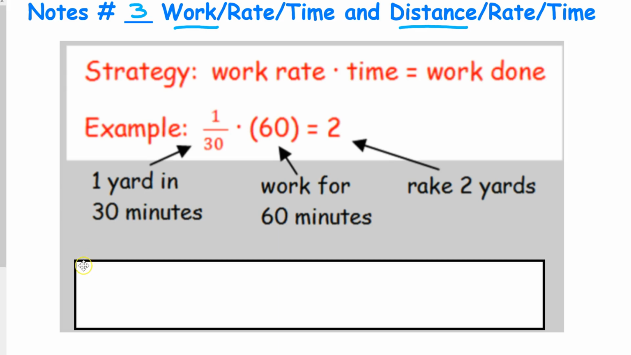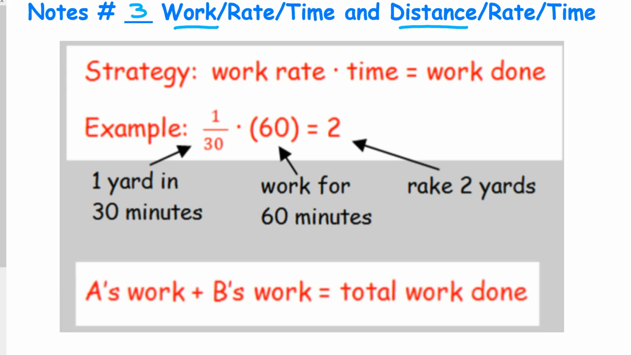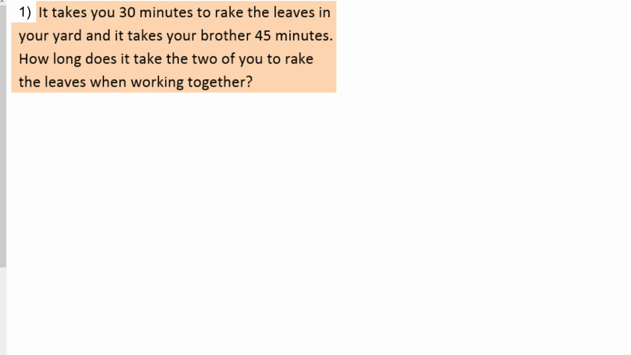And another concept that we're going to need to do the problems today is that A's work plus B's work equals the total work done. So that's pretty intuitive. If 2 people are working, you add together their work to get the total. Okay, we're going to work through 4 different examples, 2 problems that are work problems and 2 problems that are distance problems. So here's our first work problem.